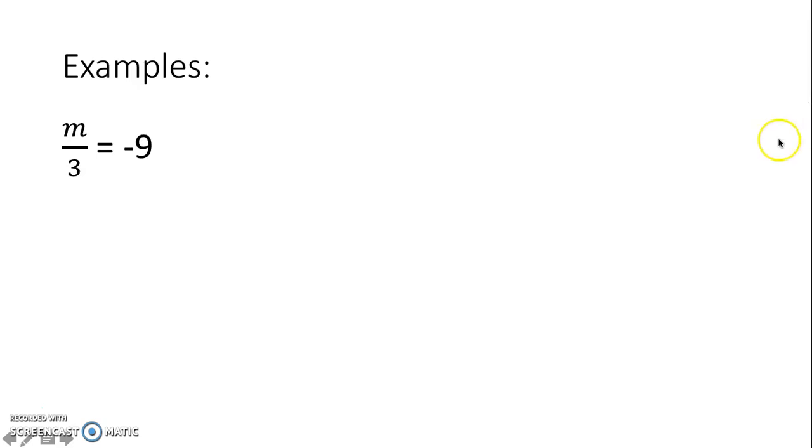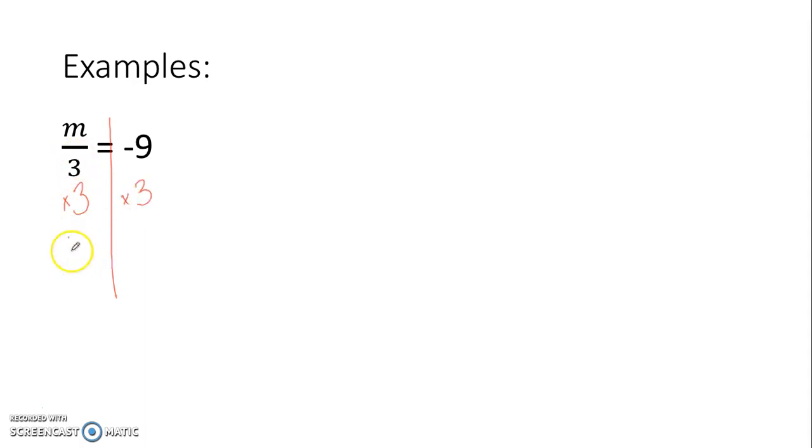Alright, so now let's look at our division problems. So m divided by 3. Remember, this fraction bar is the same thing as division. M divided by 3 is equal to negative 9. We drew the line. Now we need to get rid of this 3. The opposite of division is multiplication, so times 3 on both sides.